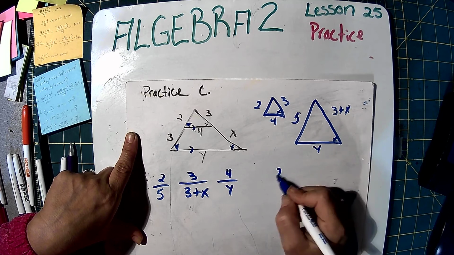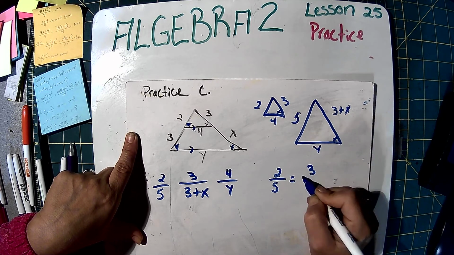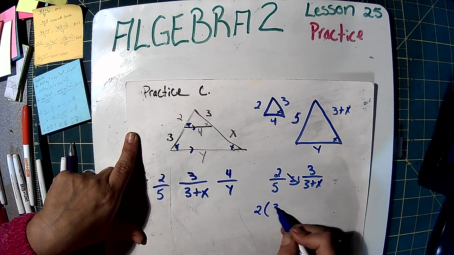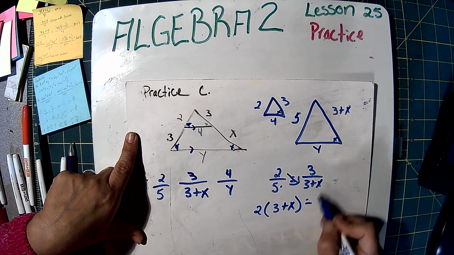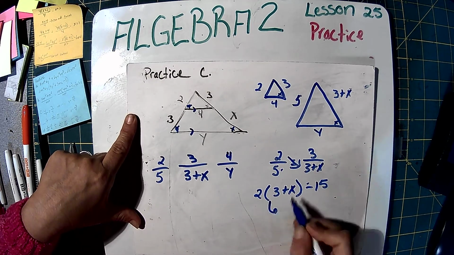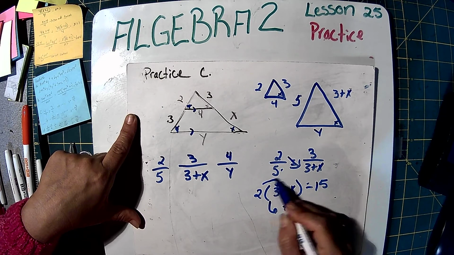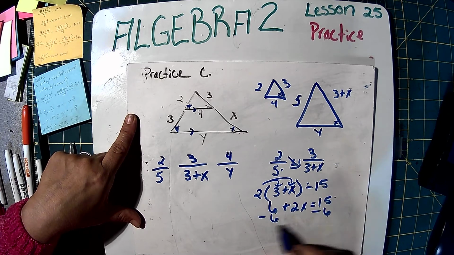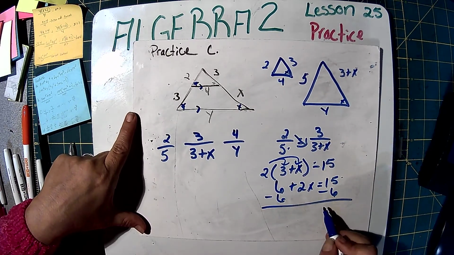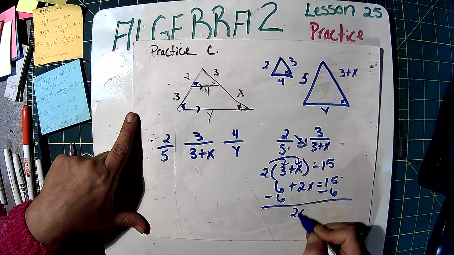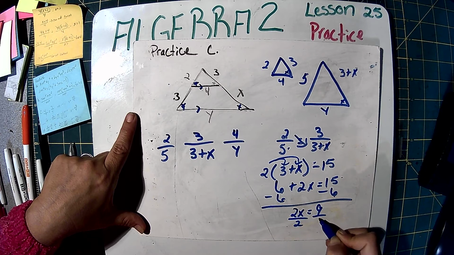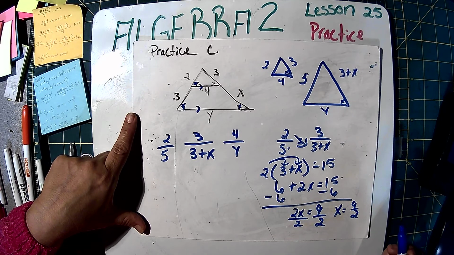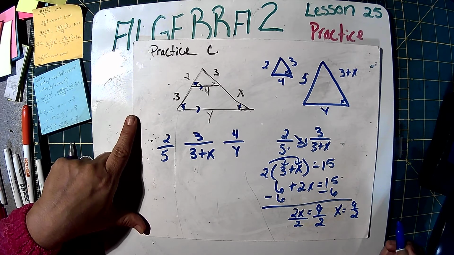So we can solve that by saying 2 to 5 equals 3 to 3 plus x, and then we cross multiply. 2 times 3 plus x equals 15. 3 times 2 would be 6, plus 2x equals 15, and then we're going to subtract that 6. Let's see, that'll be 9. 2x equals 9, and then we divide by 2, and we would say x equals 9 over 2. So the first part of that is x equals 9 over 2.